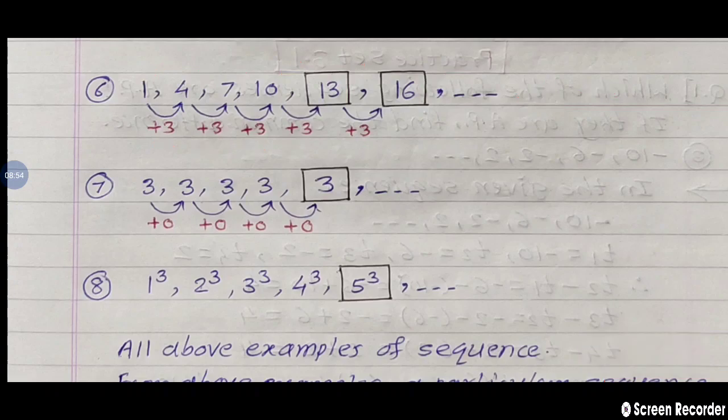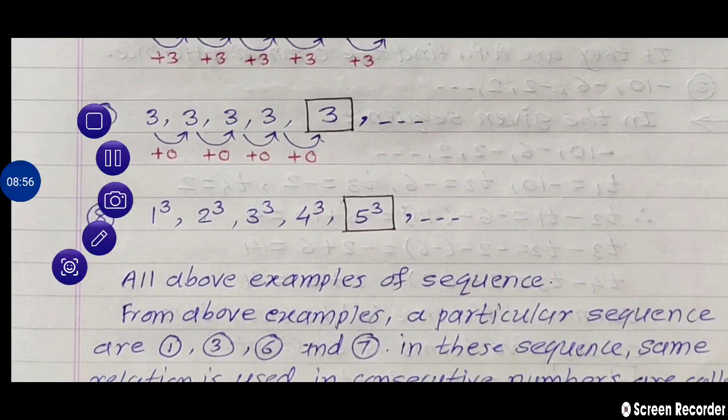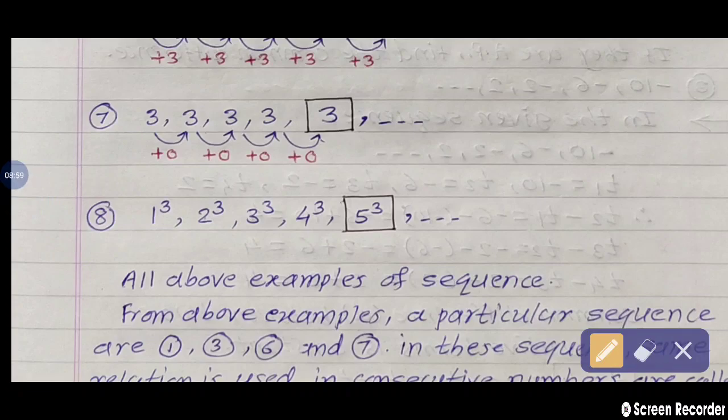Next, the seventh example is 3, 3, 3, 3. So what is the next number? We are getting the next number is also 3. So what is the relation between all these terms? First term is 3. 3 plus 0, we are getting the second term 3. Again 3 plus 0, third position number 3 is obtained. 3 plus 0, then the fourth position number is also 3. In this way, we are making the addition of 0 to form this sequence.